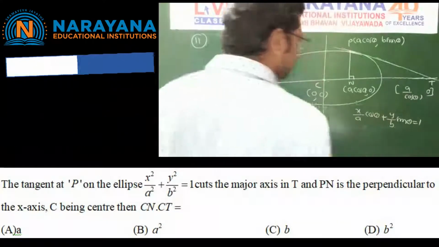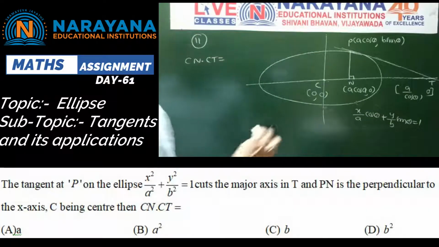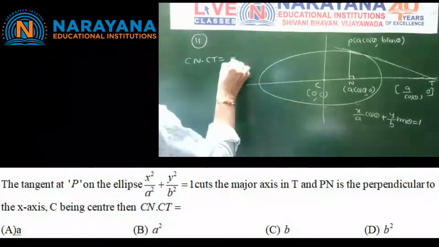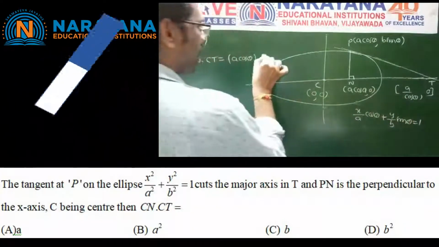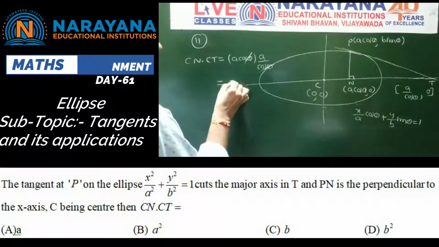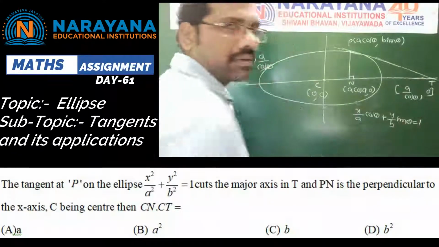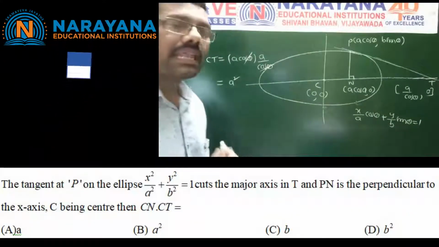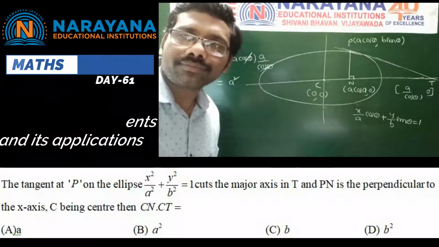Now we have to find the product CN into CT. The distance CN is a cos theta. The distance CT is a by cos theta. The cos cancels, so a into a is a square. The product CN into CT is a square, the length of the semi-major axis whole squared.